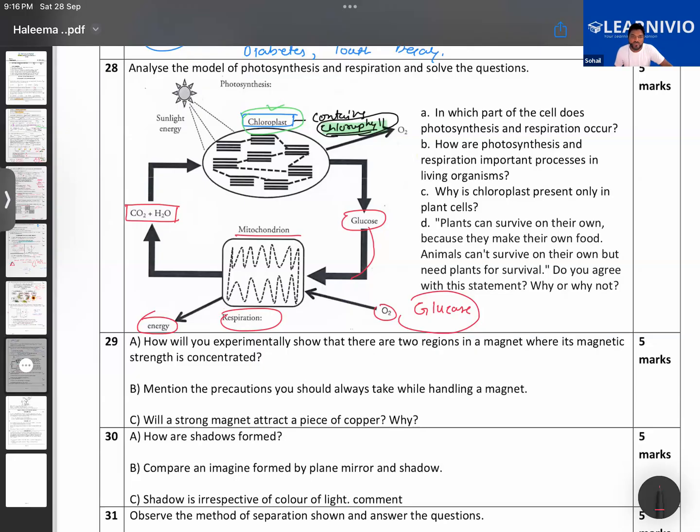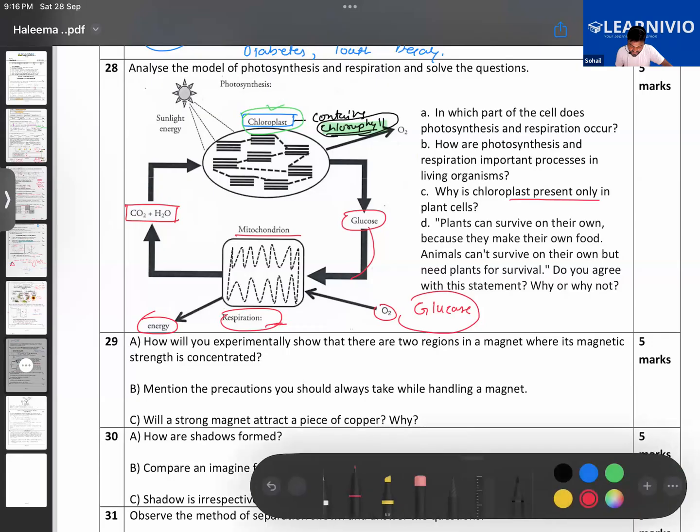So respiration is crucial as it breaks down the glucose produced during photosynthesis into energy, and that energy is used by the plant to carry out different activities. Respiration is carried out by animals also, by the way. Next question is, why is chloroplast present only in the plant cells?